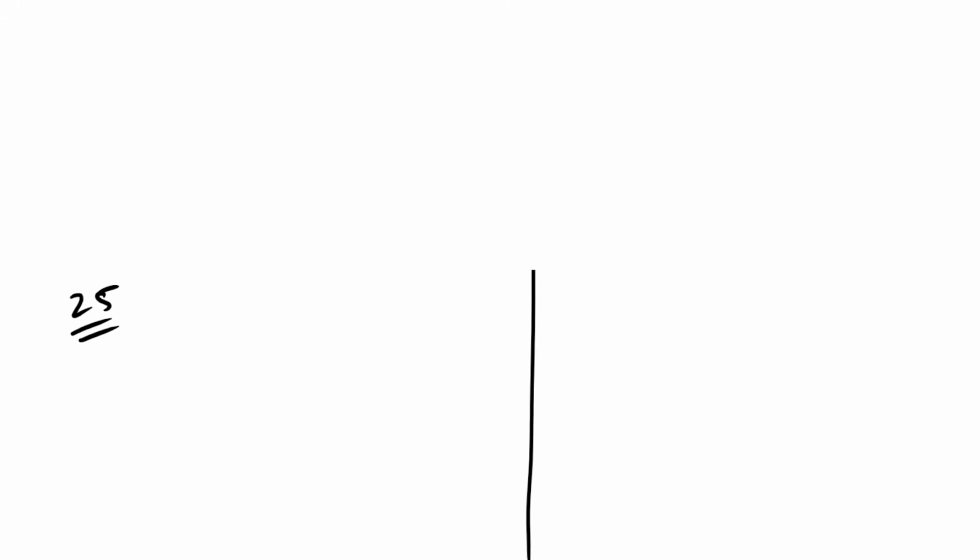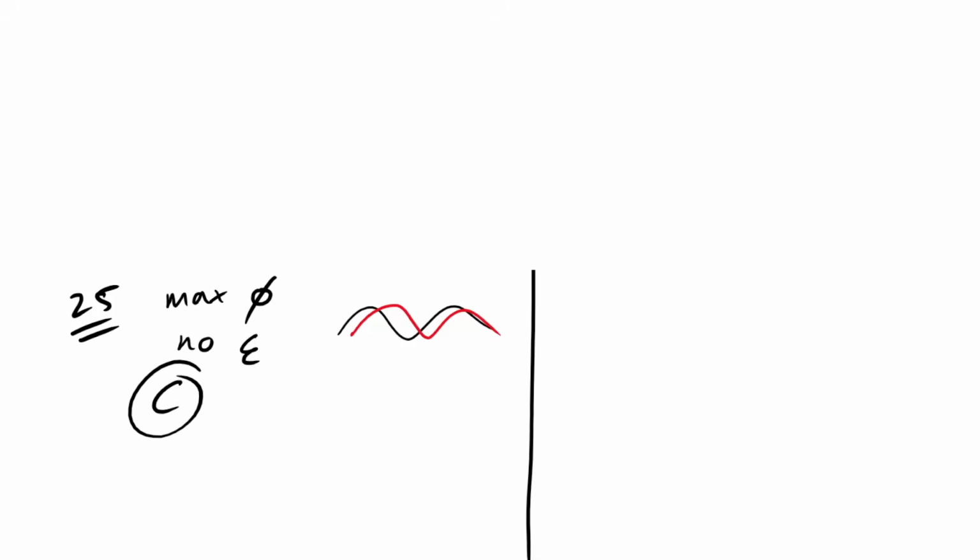25, alternating EMF. What is the phase difference between the magnetic flux linkage through the coil and the EMF? We know that when we have max flux, we have no EMF. So if we draw a graph of them, we know that they are 90 degrees out of phase. So the answer is pi over 2 radians. The answer is C again.